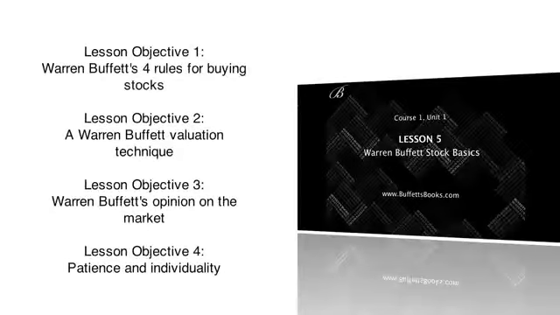Okay, in Lesson 5, we discussed 4 different lesson objectives. The first was to learn Warren Buffett's 4 rules for buying stocks. The second was to discuss a basic valuation technique that Warren Buffett used whenever he worked with Benjamin Graham. The third was Warren Buffett's opinion on the market. And the fourth was understanding Warren Buffett's opinion on patience and individuality.